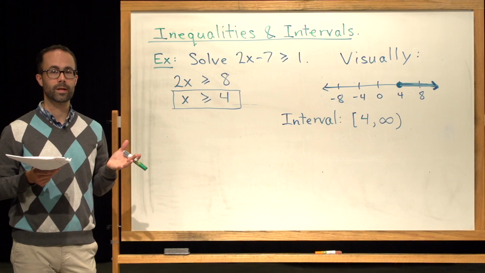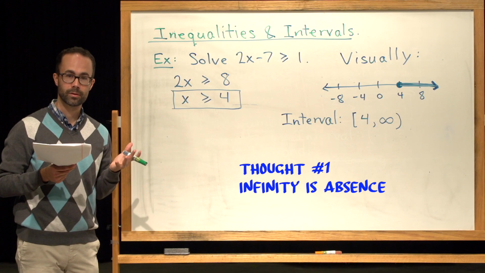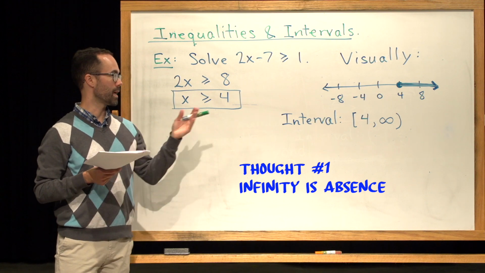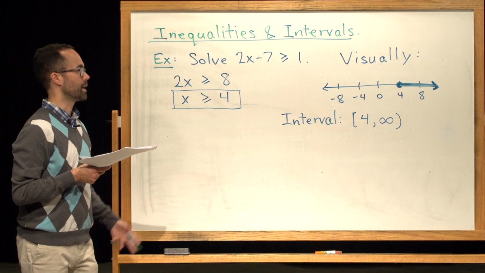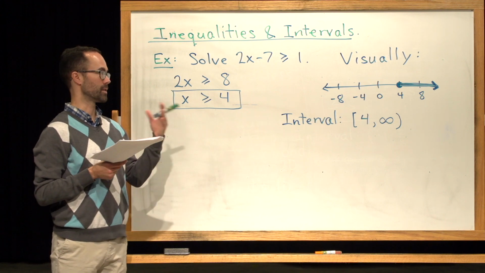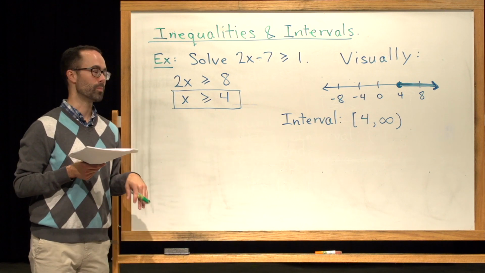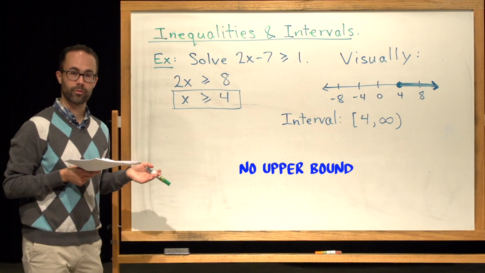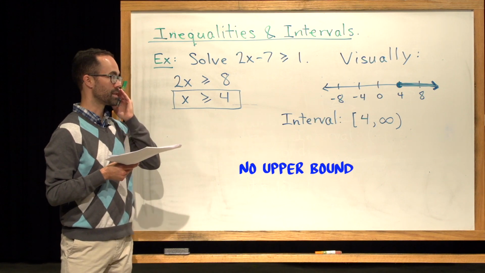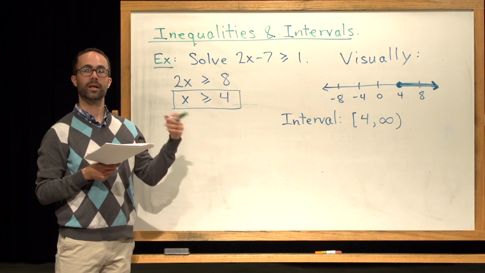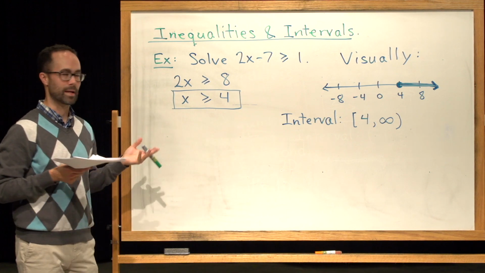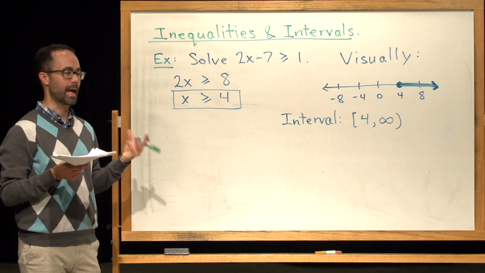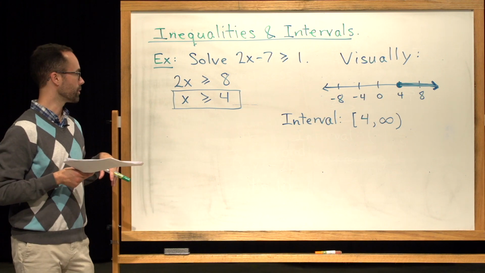Sometimes we can think of infinity as being an absence. And what I've been saying mathematically in this example is a lot like that. I've been saying that you can start at 4 and you can get as large as you like. You might say there's no upper bound for this interval. So we're not saying that there is an infinity, we're just saying there's not an upper bound. So you can think of infinity in this way as an absence of something. It's the absence of an upper bound.